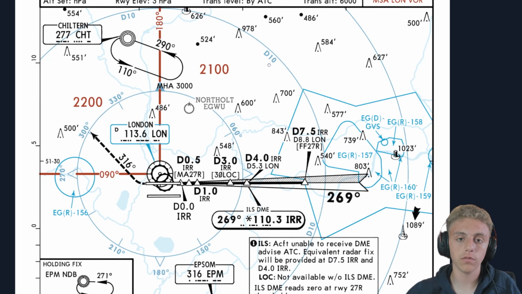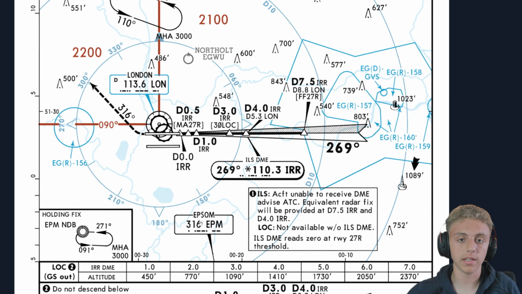Coming down here to the plan view area, we will notice everything as is usual. It tells you the heading over here, the frequency, and the identifier, and that it is part-time over here. We have two NDBs where ATC may ask you to hold. The Chiltern NDB over here, with the minimum holding altitude at 3,000 feet, and the Epsom NDB over here, minimum holding altitude 3,000 feet.